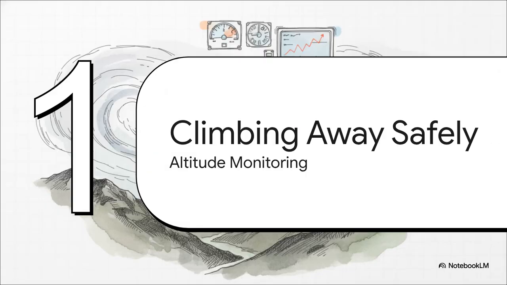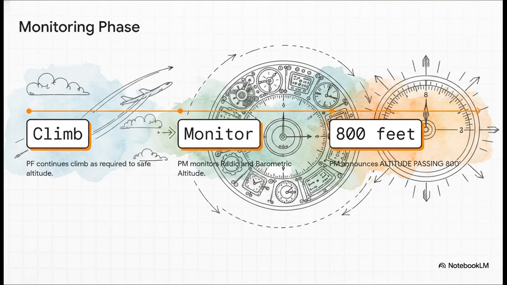Let's look at Section 5, Climbing Away Safely and Altitude Monitoring. During this climb, the division of labor between the two pilots is incredibly clear. The pilot flying focuses strictly on continuing the climb as required to reach a safe altitude. Meanwhile, the pilot monitoring keeps their eyes glued to the instruments, continuously checking both the radio altitude and the barometric altitude. When the altimeter hits the next major benchmark, the PM announces it aloud. Altitude, passing 800. This provides a steady, reassuring stream of data that gives the pilot flying crucial situational awareness.